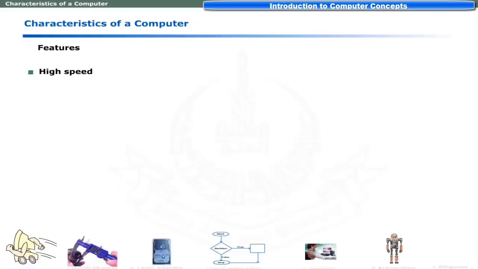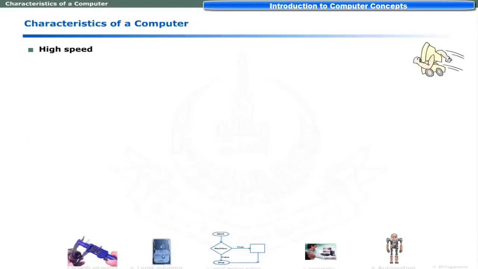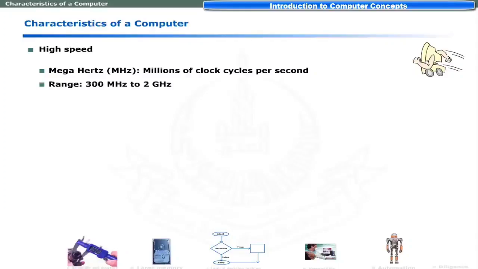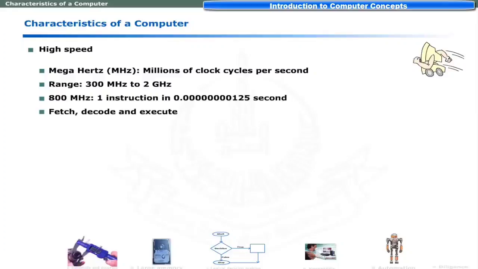First feature of computer is its speed. The speed of personal computer is measured in terms of megahertz. That is millions of clock cycles generated by microprocessor clock in 1 second. Most modern microcomputers are rated from 300 MHz to 2 GHz. A typical 800 MHz computer takes a very small fraction of a second to complete one cycle. Normally, several clock cycles are required to fetch a single instruction from memory, decode it, and execute it.